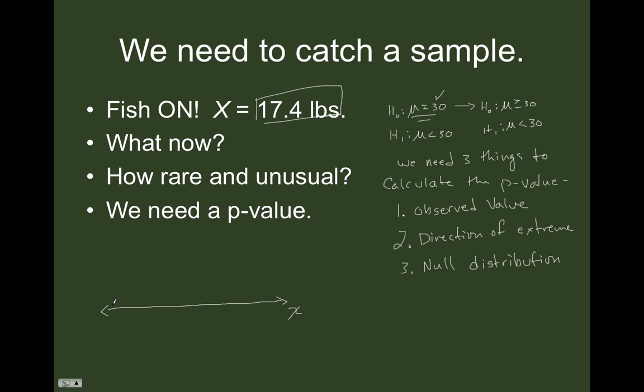So what am I going to assume about the null? Well, we're going to assume that the null distribution is normal, okay, and centered at 30 because that's what the null hypothesis says. The null hypothesis is telling us that mu is equal to 30.